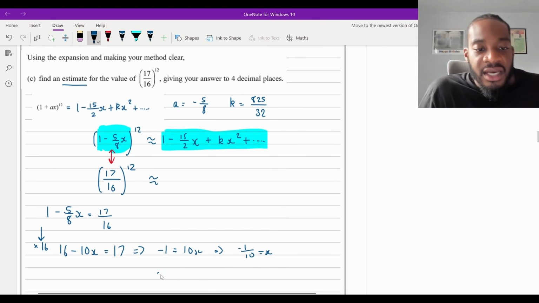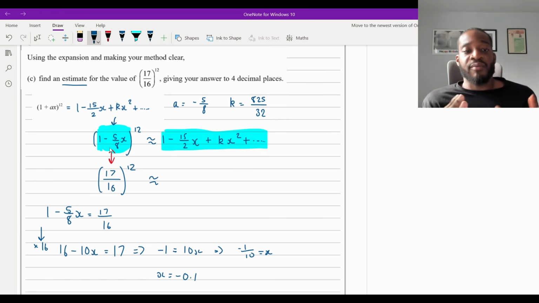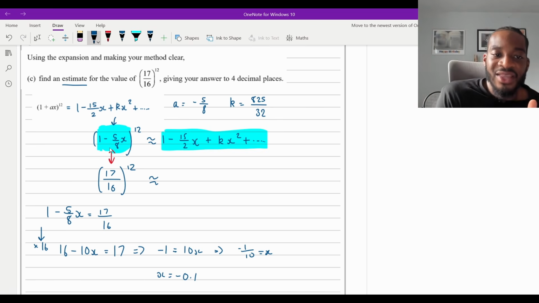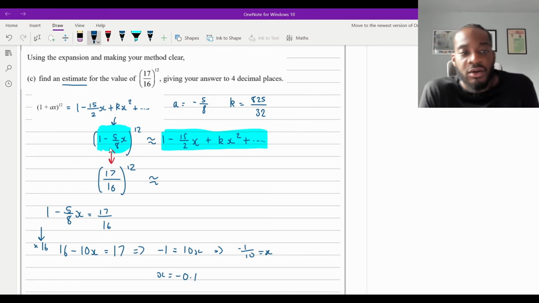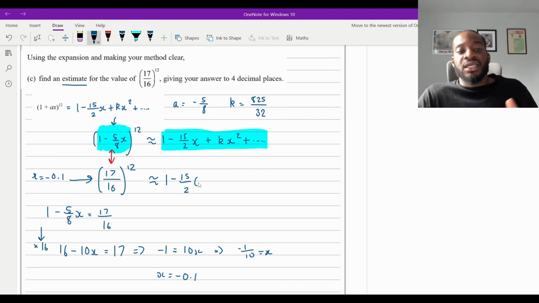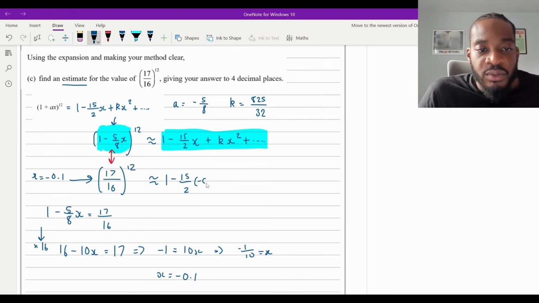So the value of x which will allow the thing inside the bracket to be 17 over 16 is minus 0.1. Now, how does that help us? We can now plug that into the right, can't we? So let me put this here now. I'm going to say x is going to equal minus 0.1, then I'm going to plug that into there. And that will give me an approximation for 17 over 16 to the power of 12, wouldn't it? So put that in there, plus, and then k. Yeah, we know what k is, isn't it?